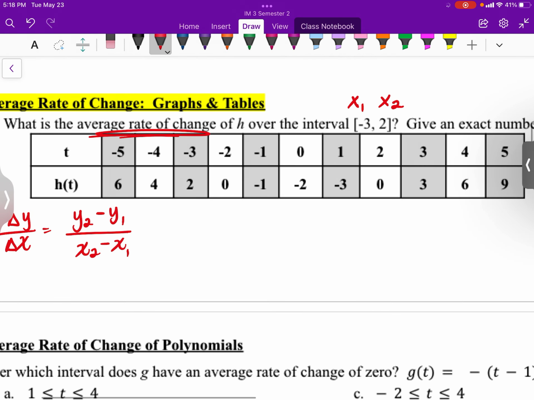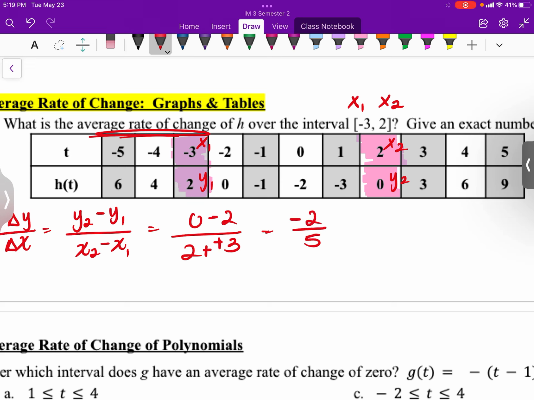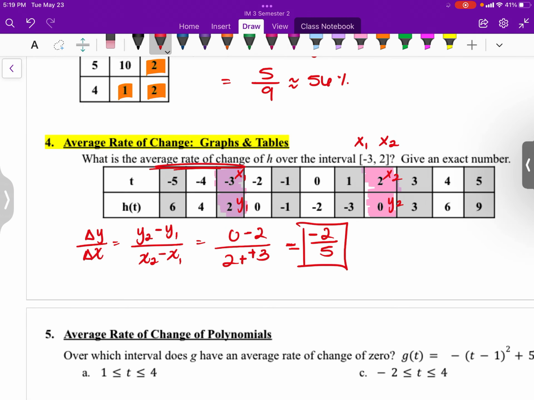All right, so let's take a look. Our x1 in this case is -3, so we're focused on this point. And then x2 is 2, so we're focused on this one. So this is x1, y1, x2, y2. That's going to become 0 minus 2 over 2 minus -3. One thing, guys, double negatives become a positive, so that's -2 over 5. And that would be our rate of change, -2 over 5.